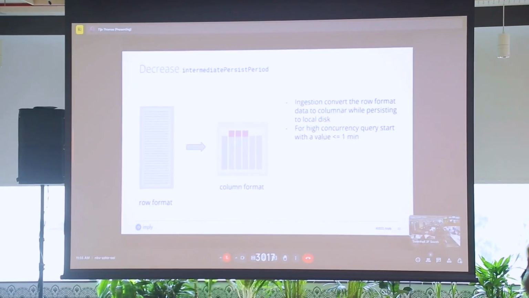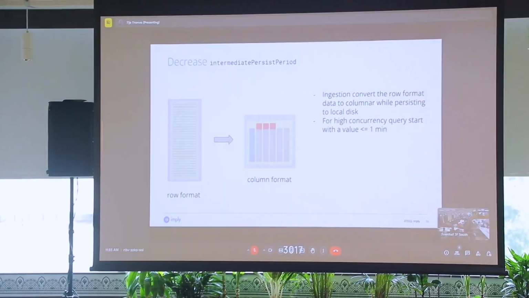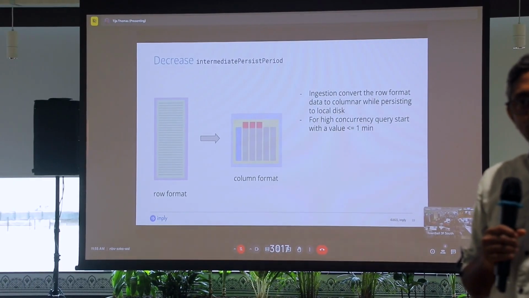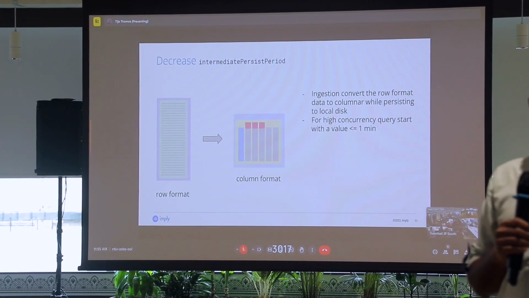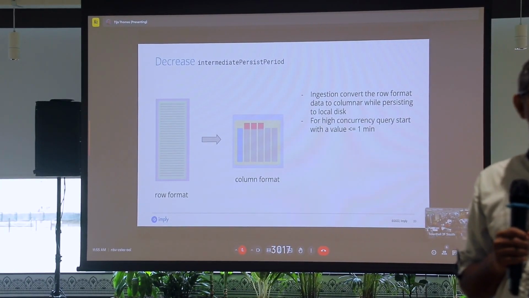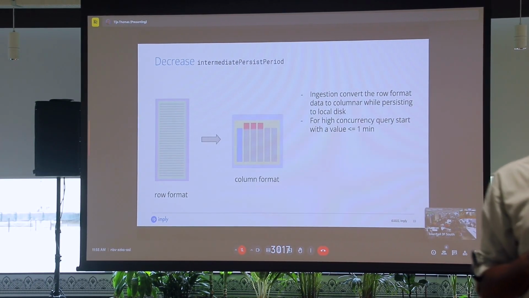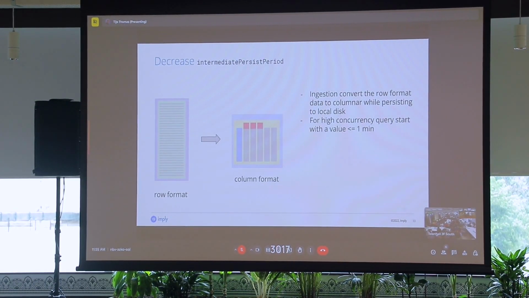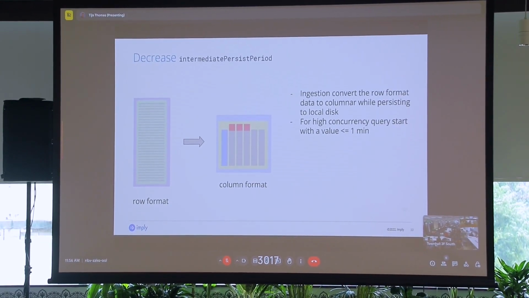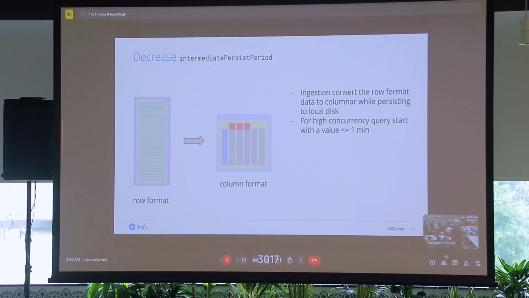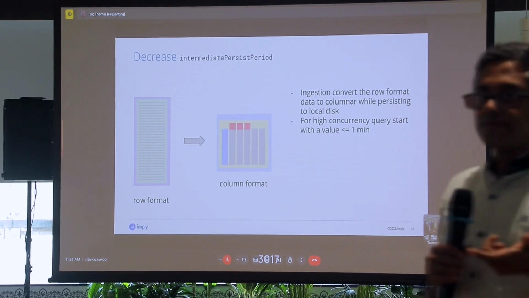Yeah. One other way, as I mentioned, is that when data is in memory, it's in raw format. If it is in raw format, your analytical queries will suffer because they have to scan a lot of data. Instead of doing that, the best way is to convert to columnar. What is the best way to convert to columnar? Persist. Make sure that data persists. Use the intermediate persist period. What is the best value for persist?